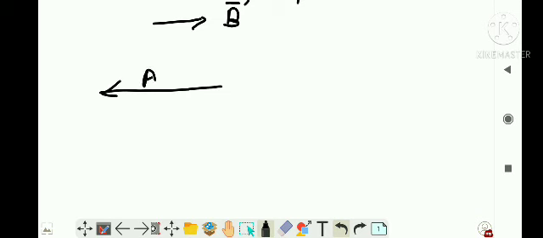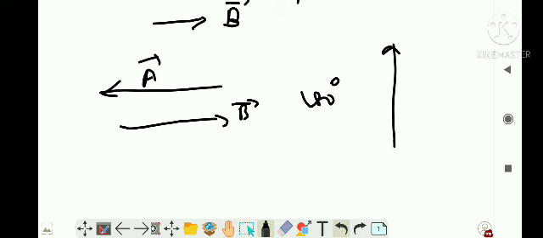If someone asks you about anti-parallel vectors, how would you draw them? This is a vector and this is b vector. Those are anti-parallel. Clear? And the angle between them is 180 degree. When do you say two vectors are perpendicular? Like this, a vector, b vector, this is 90 degree.